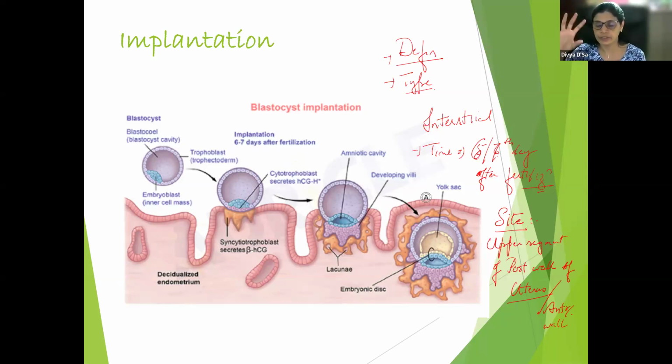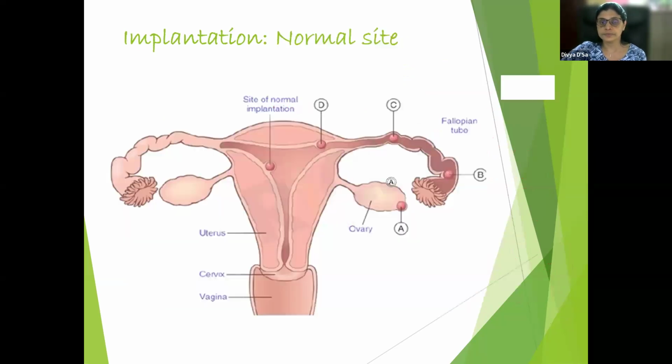So first we write the definition: implantation is the process by which a blastocyst is embedded and fixed within the endometrium of the uterus. The type of implantation is interstitial. The time is the 6th or 7th day after fertilization, and the site is the upper segment of the posterior wall of the uterus, or the anterior. So normally it is there.